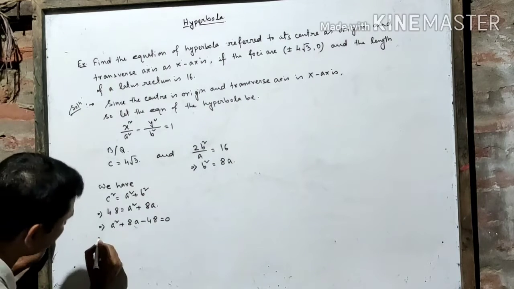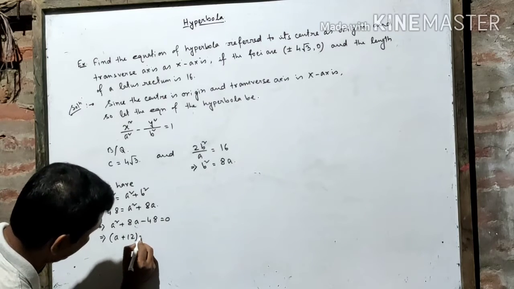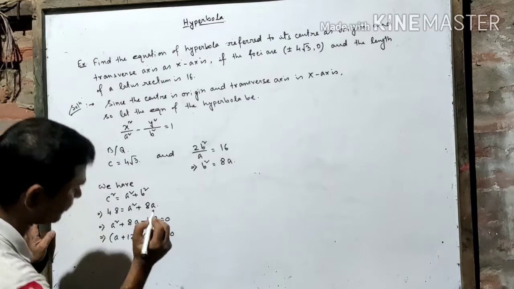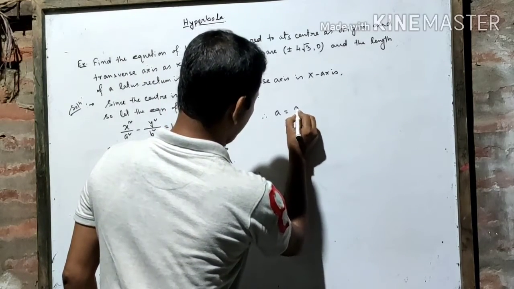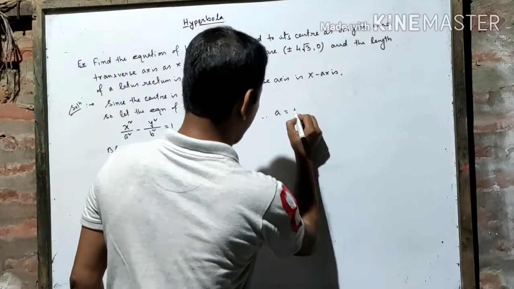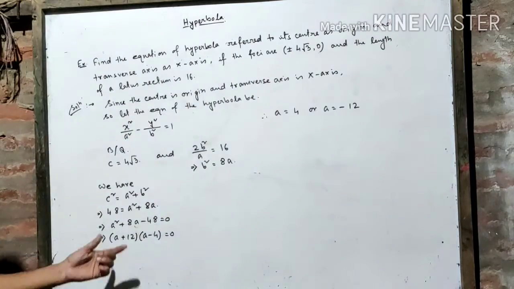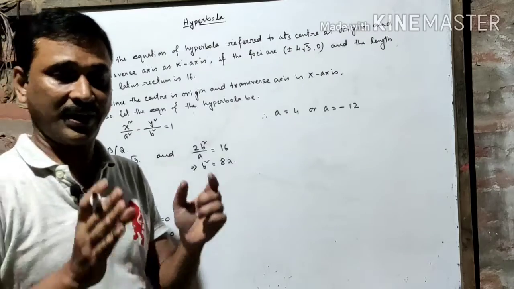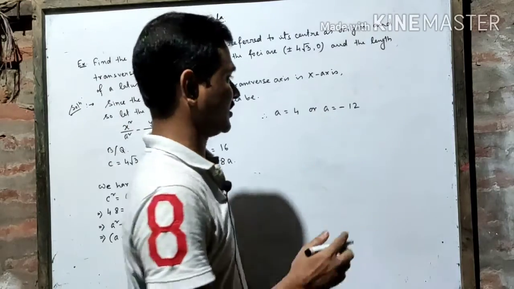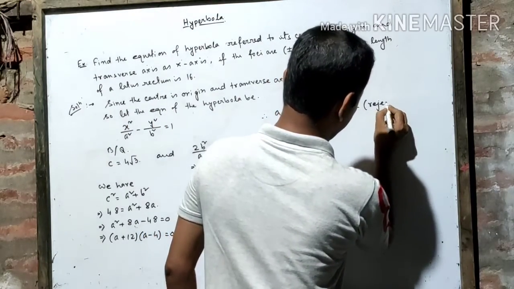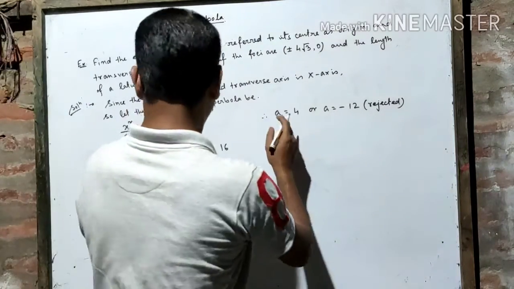So on factorization, this will be a plus 12 into a minus 4 is equal to 0. Therefore, a is equal to 4 or a is equal to minus 12. But a is a length and length cannot be negative. So we cannot take this value, a is equal to minus 12. This is rejected. Therefore, we get a is equal to 4.